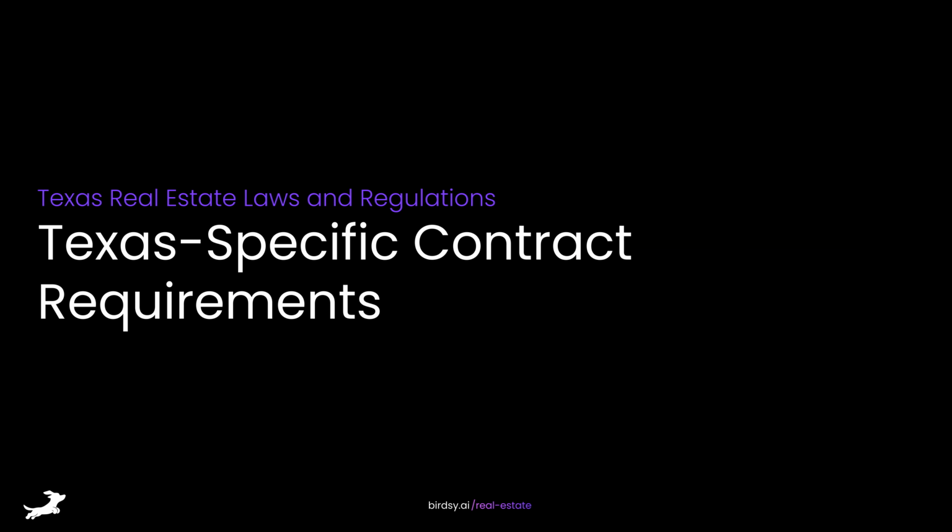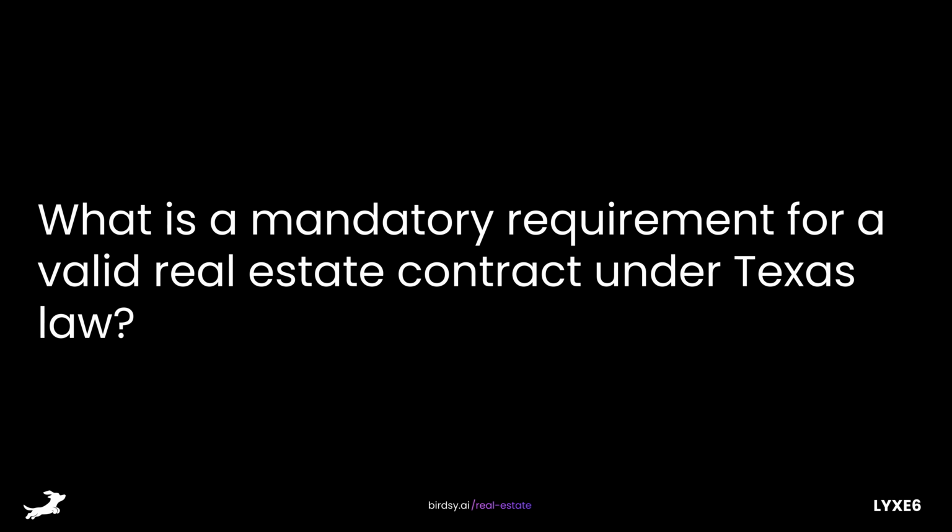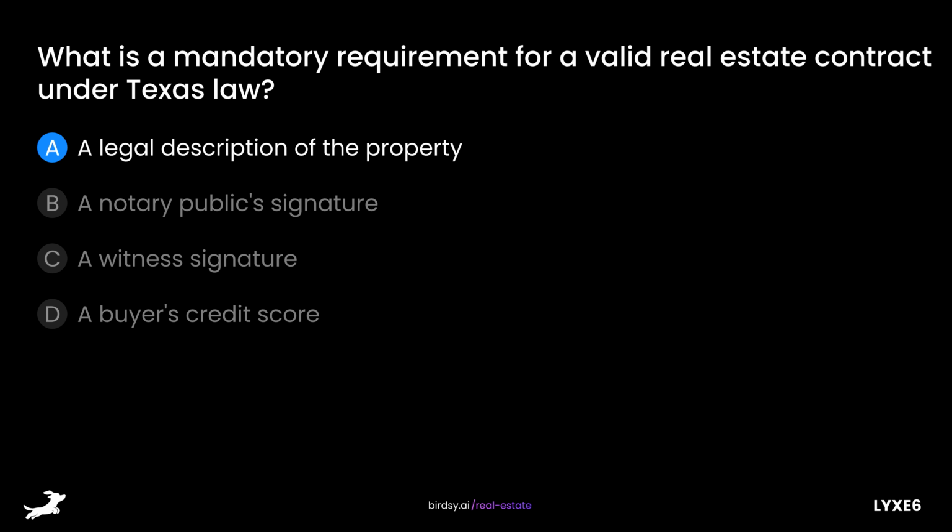Texas-specific contract requirements. What is a mandatory requirement for a valid real estate contract under Texas law? Is it A, a legal description of the property? B, a notary public's signature? C, a witness signature? Or D, a buyer's credit score?